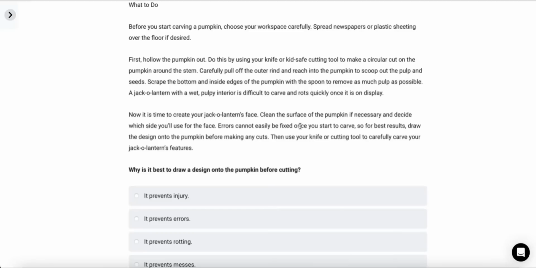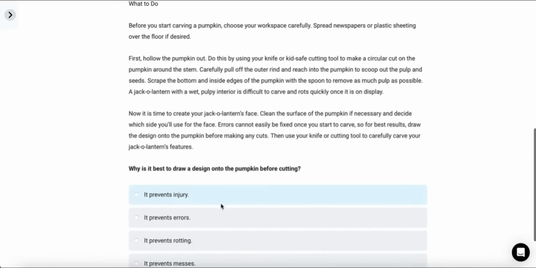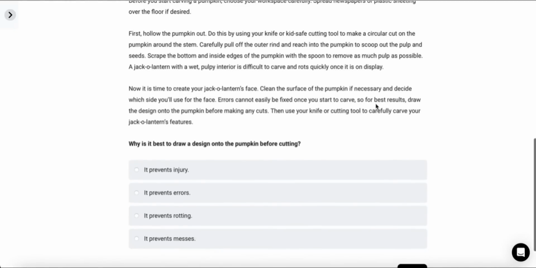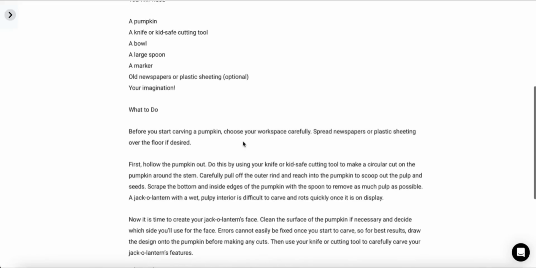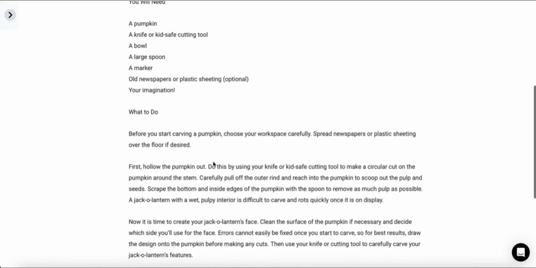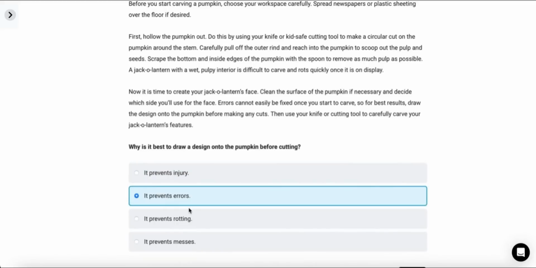Let's look for the sentence that proves this. In the third paragraph, it says, errors cannot easily be fixed once you start to carve, so for best results, draw the design onto the pumpkin before making any cuts. This is the correct answer, but let's check out the remaining two. It prevents rotting. This is not the correct answer. The jack-o'-lantern rots when the pulpy interior is out on display. It prevents messes? No. The design of the jack-o'-lantern itself is messy, which is why you use old newspaper or plastic sheeting on the floor. Therefore, the correct answer is it prevents errors.